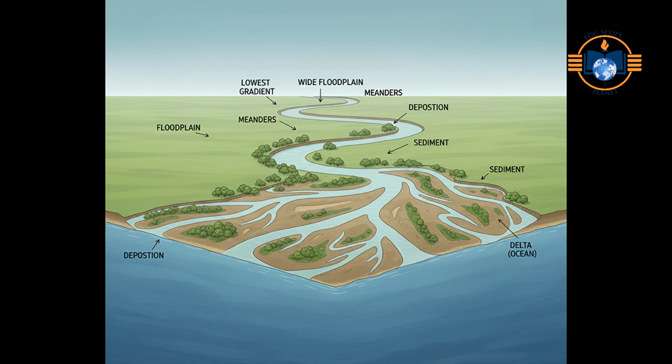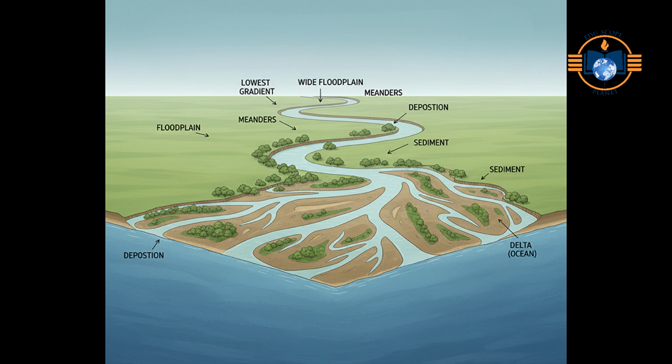Characteristics of the lower course. The river flows at its slowest speed. The river channel is widest and deepest. The river carries a large volume of water. The valley is very broad and flat. The river tends to deposit fine sediments, alluvium, because it has lost much of its energy. Features like floodplains, levees, and deltas are common in this zone.